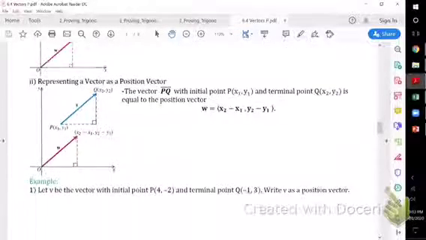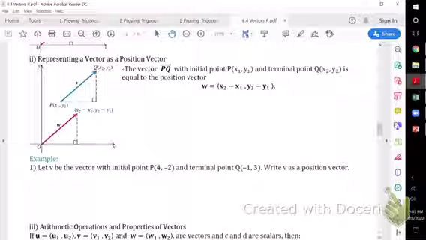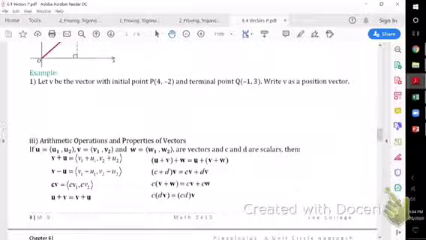So, representing a vector as a position vector, the vector PQ with an initial point at x1, y1 and a terminal point at x2, y2 is equal to the position vector w, which is equal to, get your sharp parentheses again, x2 minus x1, comma y2 minus y1. So you're finding the difference between the x's and the difference between the y's to find what the position vector will be. Alright, so let's look at example 1.